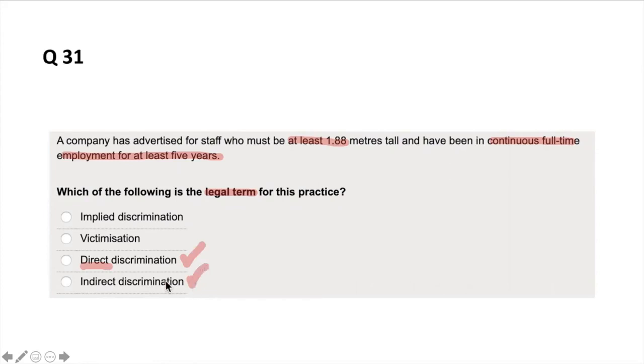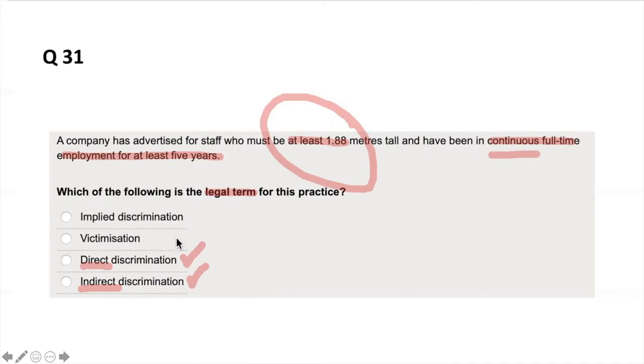So I think this is closer to what we have here. This is a work condition, right? You've got to be at least 1.88 and in continuous full-time employment for the last 5 years. That's more indirect discrimination. You're not directly saying something, but it's basically discriminating in an indirect way because of the working condition or some sort of rule which may disadvantage people that are, let's say, 1.75 instead of 1.88.